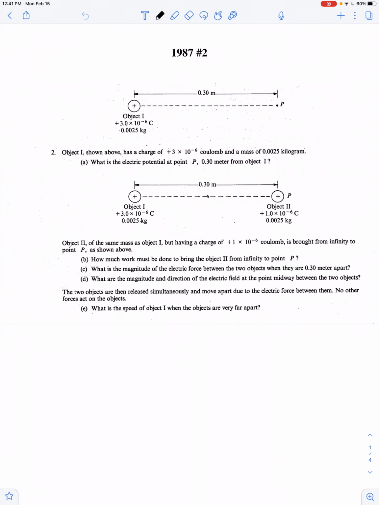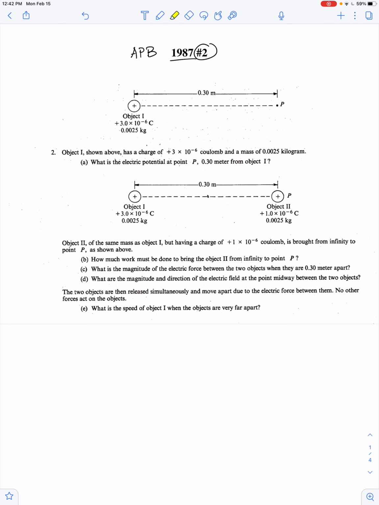For the remaining lessons in this unit of study on electric potential and electric potential energy, we're going to focus on gaining practice by working through a few problems selected off of previous AP exams. So here's one from the AP Level B exam from the year 1987. This is problem number 2.